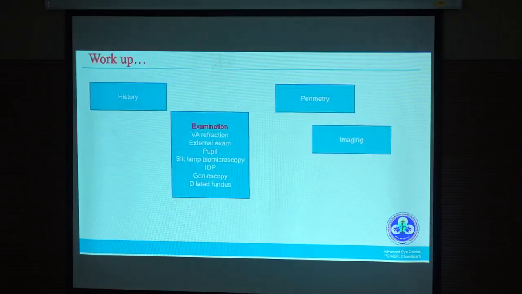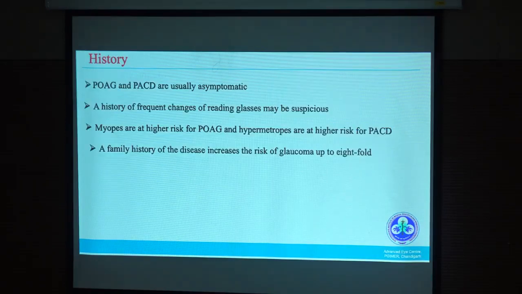As part of the workup, you need to take a thorough, detailed history and do examination: visual acuity, refraction, external examination, pupillary evaluation, slit lamp microscopy, IOP, gonioscopy and dilated fundus evaluation, then perimetry and imaging. On history, POAG and PACG are usually asymptomatic. A history of frequent change in reading glasses may be suspicious.